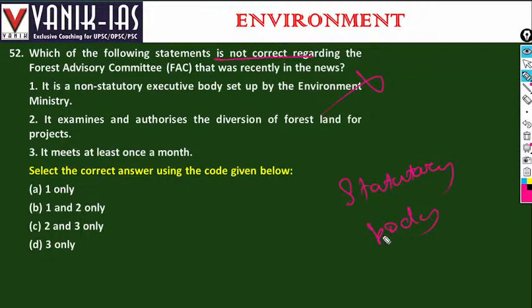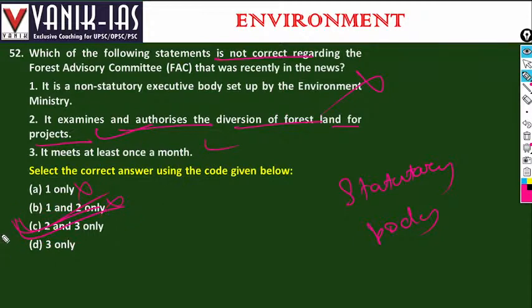So, diversion of forest land for projects. This first statement will be wrong. If the first statement is wrong, then these two are wrong. The third statement is right: it meets at least once a month. Then whether 2 is right or wrong: examination and authorization of the diversion of forest land for projects. Yes, the second statement is right. So options 2 and 3 will be the right answer.